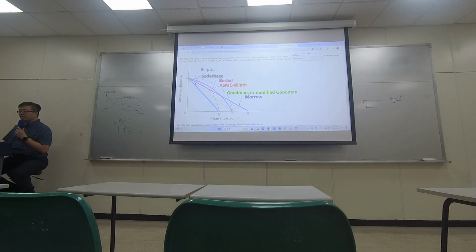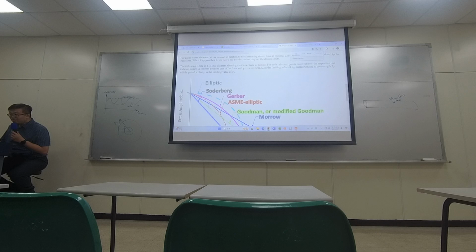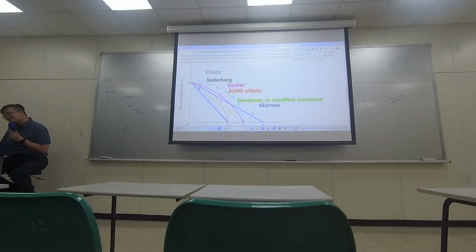If we look at the green one, it's the Goodman. The blue plus ones, a lot of plus marks. This particular blue one on the left is the most conservative one, Soderberg. So there are other researchers who believe the design shouldn't be linear, just like how we introduced the failure models two or three weeks ago.